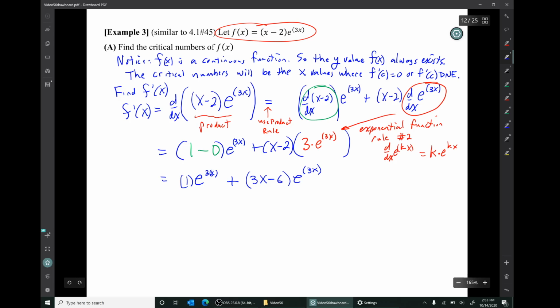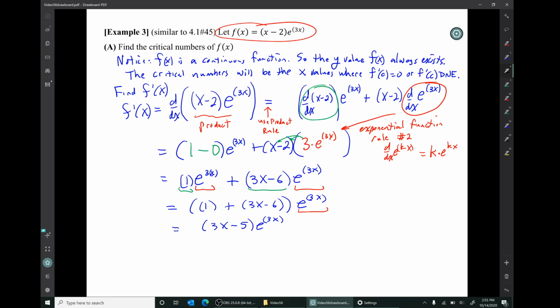Now notice I did a strange thing. I left this e to the 3x here sitting next to this 1. Why didn't I just get rid of that 1? Well, the reason is I noticed that over here on the right we also have an e to the 3x, and it's sitting next to this term, 3x minus 6. I got that by distributing this 3 to those two terms. Written that way, it's clear that we should factor out e to the 3x. So I factored that term out. Now let's clean this up some more.